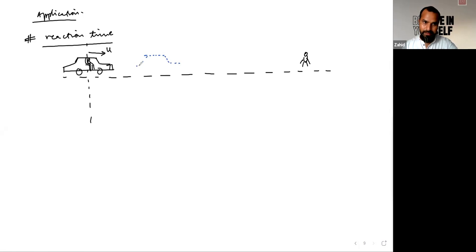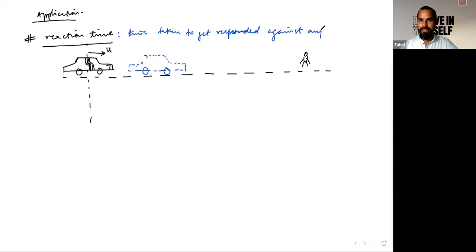So the total time duration taken to respond to any stimulus is called reaction time. Time taken to get responded against any stimulus is called reaction time.